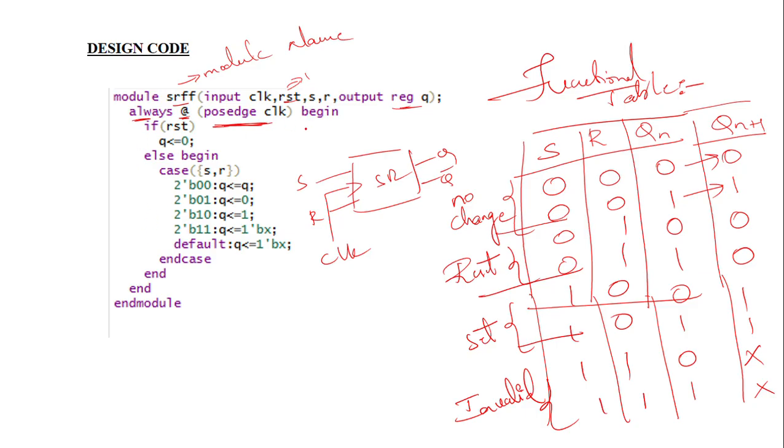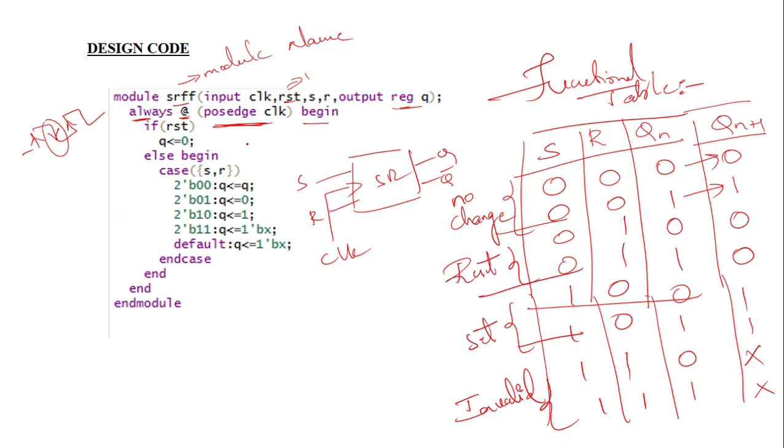If there is a change in the clock, meaning the positive edge of the clock, then this block is executed. If there is a negative edge, there is no change. Whenever the positive edge happens again, only then is this block executed again.